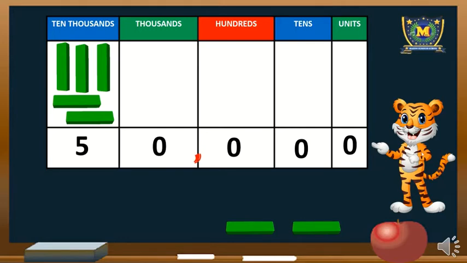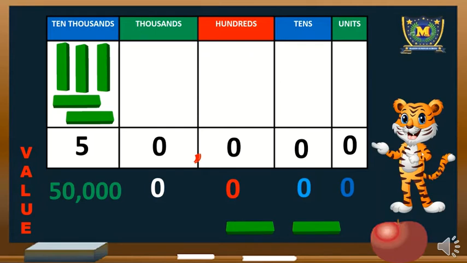Now this time, let's see the value for each digit. For units, we have here 0, same with tens, hundreds, and thousands. Then let's proceed to the bars. We have here 5 bars, so the value for 5 bars is 50,000. We simply add 10,000 five times, so it becomes 50,000. So the total value in all is 50,000.